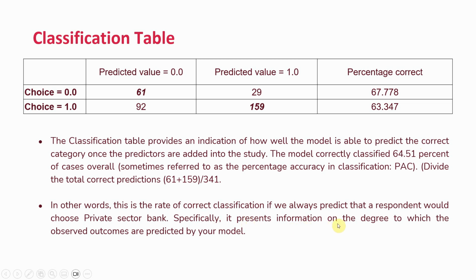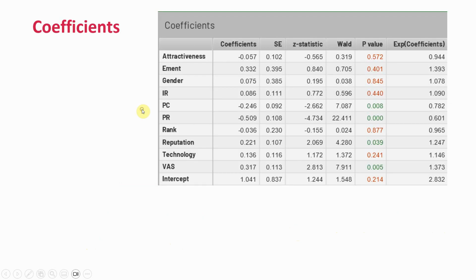Specifically, it presents information on the degree to which the observed outcomes are predicted by your model. Now, the final and the most important thing is the coefficients. Now, what is this? Odds is the ratio of probability. Now, this is your odds ratio. These are your coefficients. Whether these coefficients are significant or not, you get it from your p-value. This is your t statistics or z statistics in this case, which you get by dividing this coefficient by the standard error.